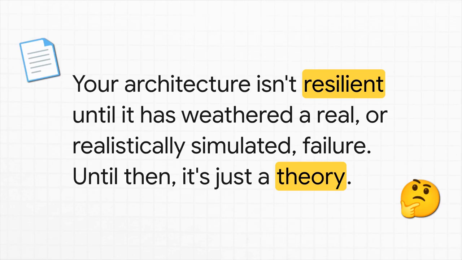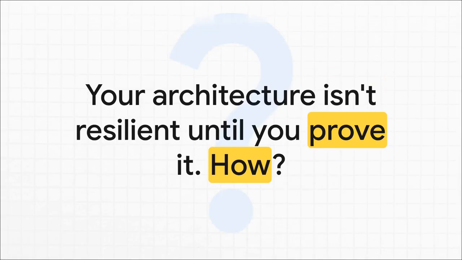But here's the thing. Until it has actually survived a real, or at least a realistically simulated failure, it's just a hypothesis. And in our world, a hypothesis is really just a theory that's waiting to be broken. So your architecture isn't truly resilient until you prove it. And that's really the core theme for us today. The conversation for senior architects isn't just about designing for failure anymore. It's about validating that design under some serious pressure. So the big question is, how do we actually do that effectively?